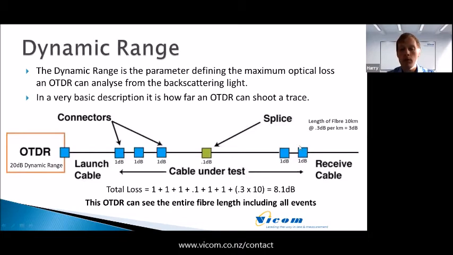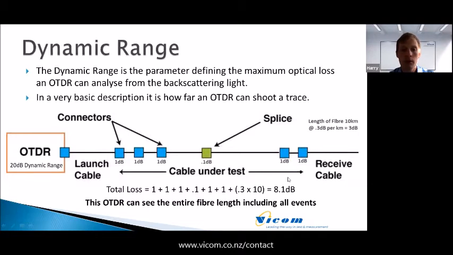Now we've got a 10-kilometer long fiber. And remember, I said at the start, for single mode fiber, you can expect to see about 0.3 dB of light loss per kilometer. So for 10 kilometers, that's 3 dB of light loss. So over this entire 10-kilometer link, with all these connectors and splices factored into it, we've got 8.1 dB of light loss over that particular link. Now we've got a 20 dB dynamic range OTDR. So because we've got a 20 dB dynamic range and there's only 8.1 dB of loss, we're able to see the entire length of the fiber and all the events along the fiber. So if the dynamic range is greater than the loss, you're able to see the whole fiber.